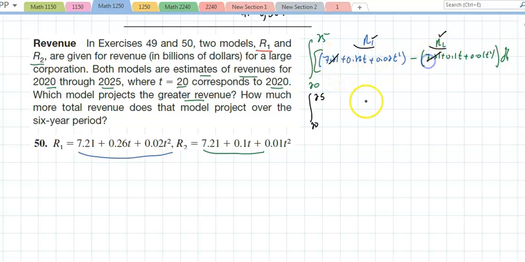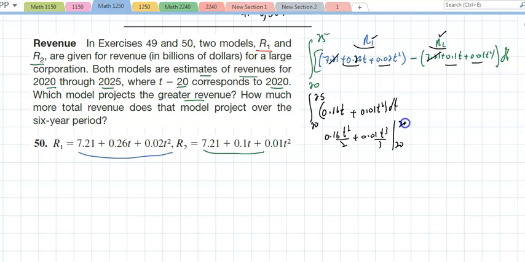7.25 minus 7.25 cancel out. 0.26 minus 0.1 is 0.16t. And 0.02 minus 0.01 is 0.01t squared. And that's pretty much the whole problem. So this is 0.16 times t squared over 2 plus 0.01t cubed over 3, evaluated from 20 to 25.